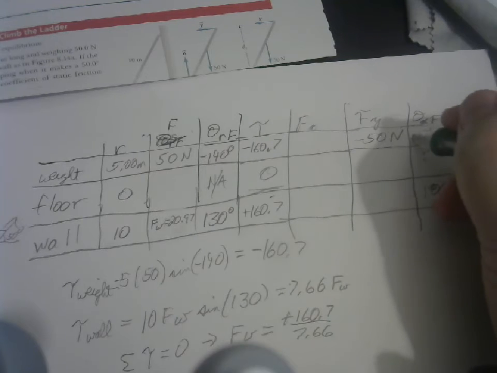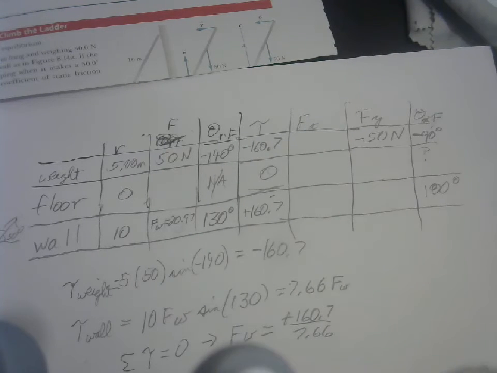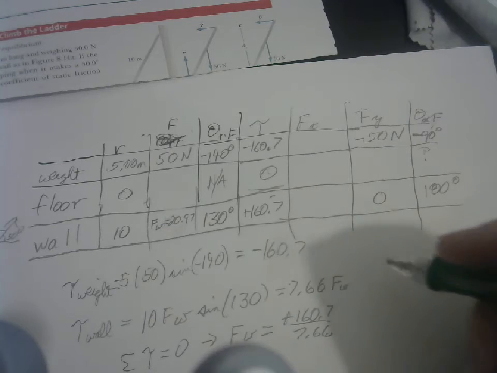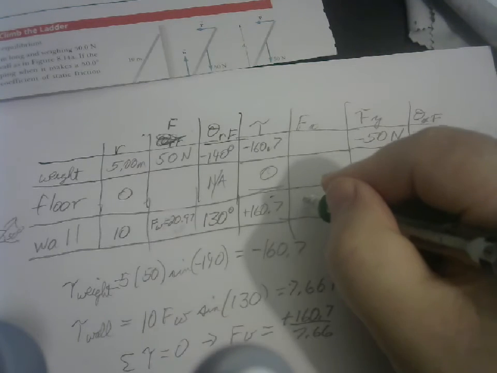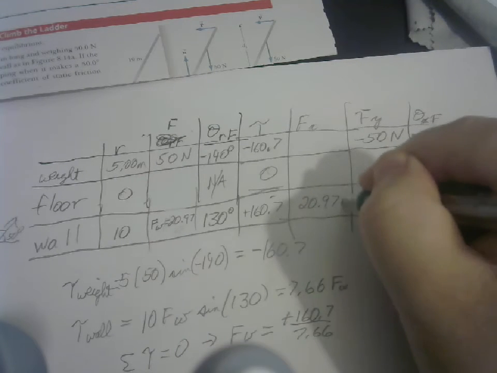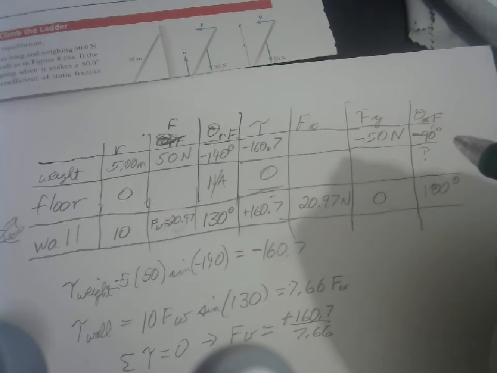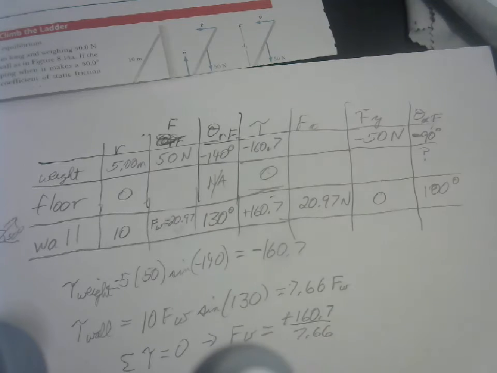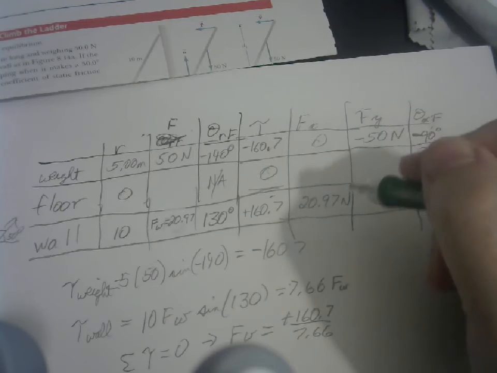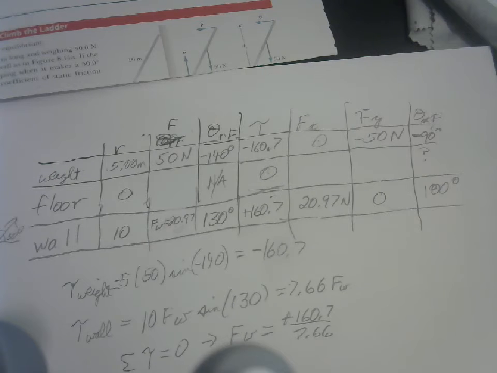So make sure that that negative sign is prominent. Okay, so the force in the y direction of the wall is 0, and the force in the x direction is 20.97 newtons. And for the weight, there's no force in the x direction. For the floor, well, that remains to be solved.